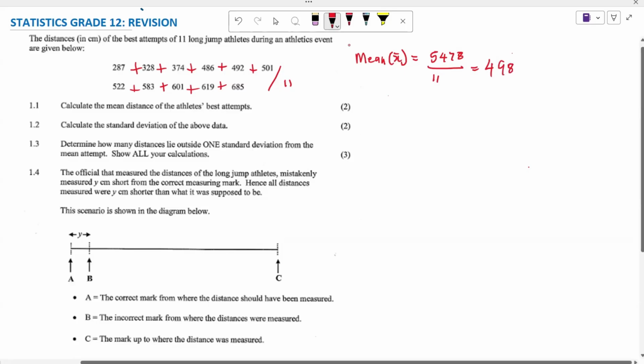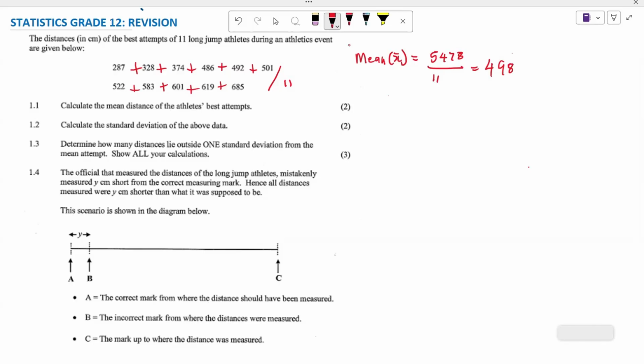And if you are doing the calculator method, then you go to your calculator. Remember, it must be a scientific calculator. You press the mode button, then it gives you options up until 5. You press option 2, which is stats. Then after pressing option 2, you press option 1, which is 1-VAR, right? And then you plug in all the data, which is 287, the first one, then 328, the second one.